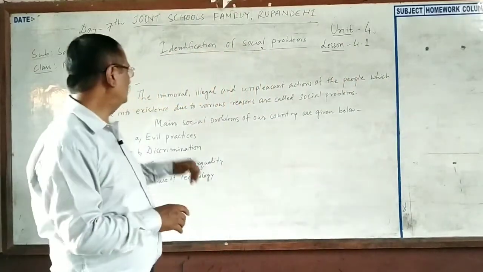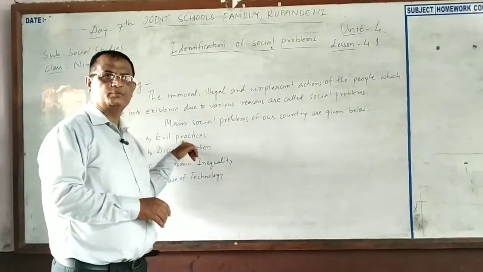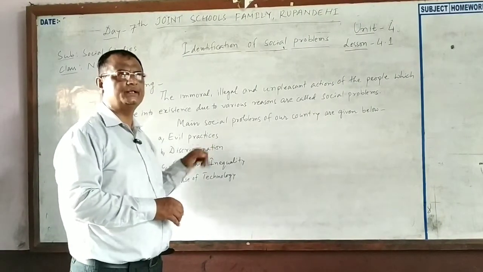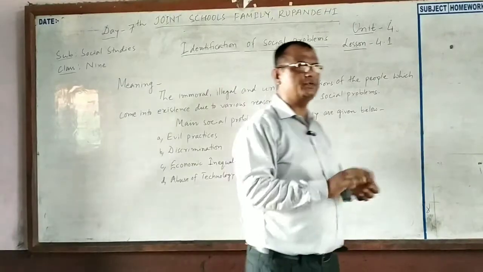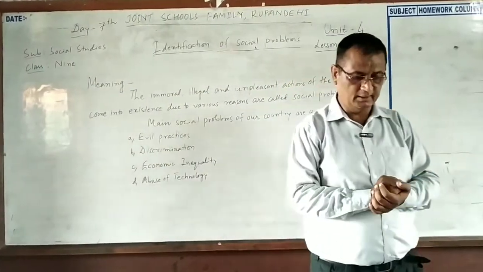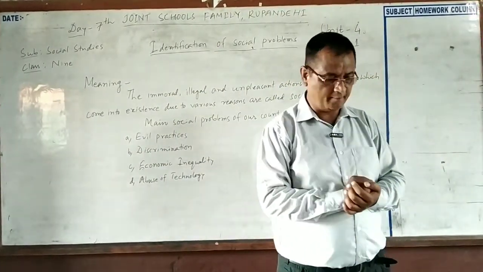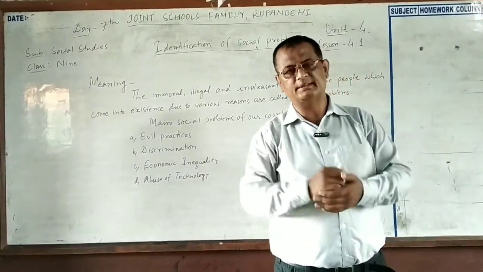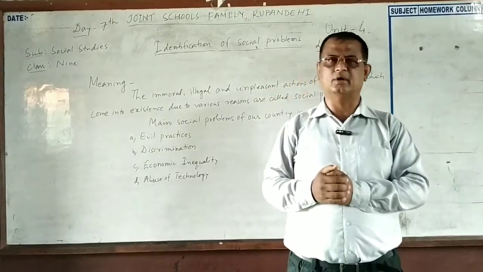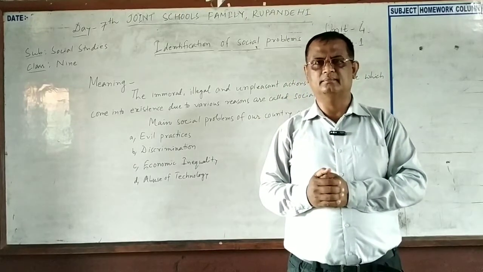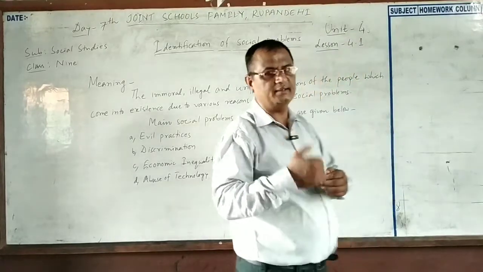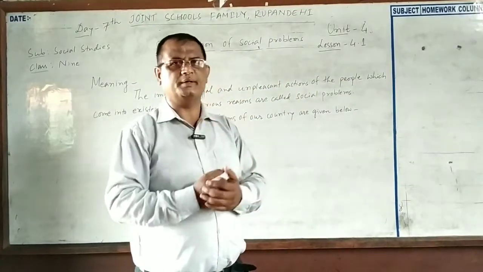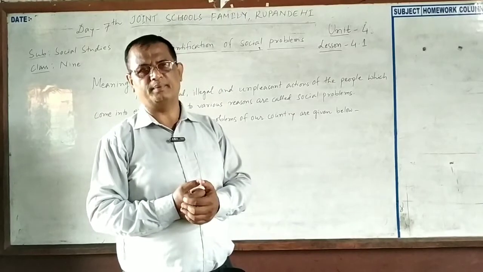These are some of the evil practices which are prevailing in our society. And these evil practices, just now I have told you about Chowpadi Pratha, Jhuma Pratha, Devki Pratha, child marriage. These are really the burden of the society. These are making obstacles to develop a country towards development.